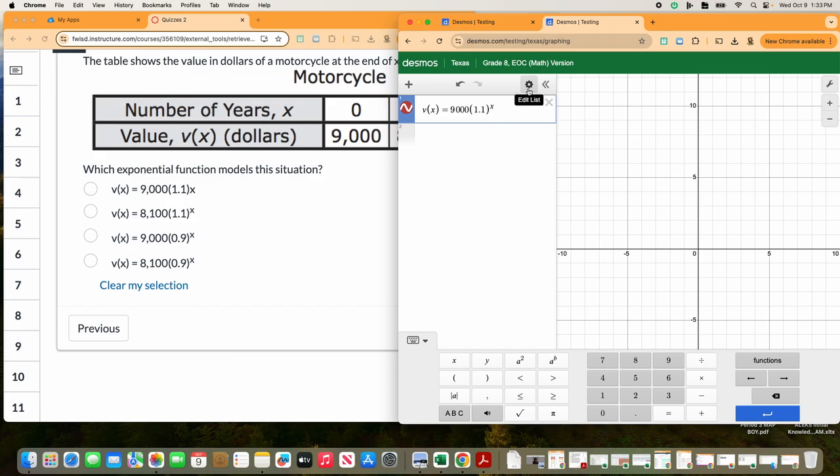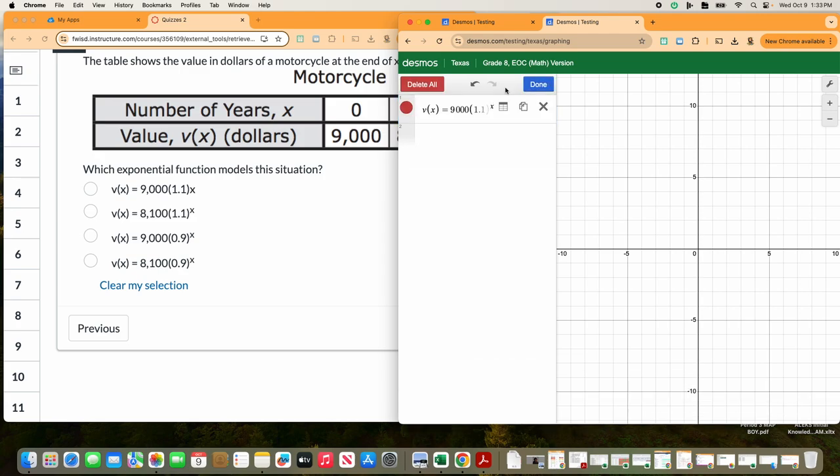So if you don't know how to make the table, please make sure you're looking up here. You know how to do this. Pause the video whenever you need to. Replay it if you need to. Click on this. I'm going to show you again. Click on this. I'm going to click right here.